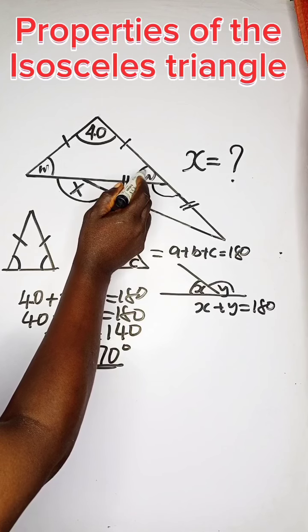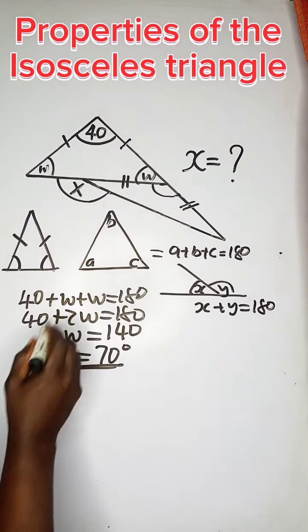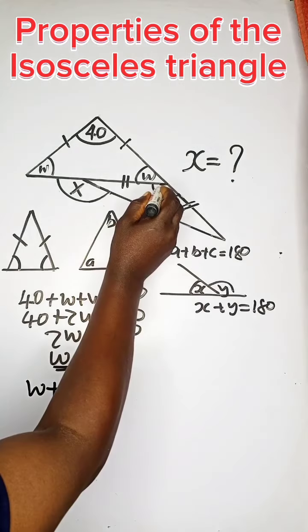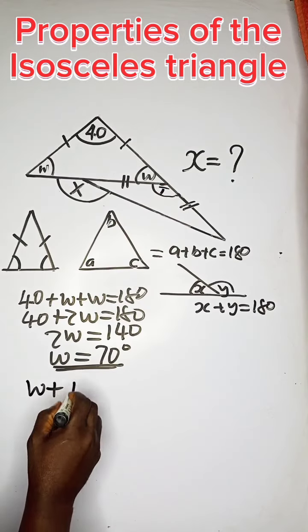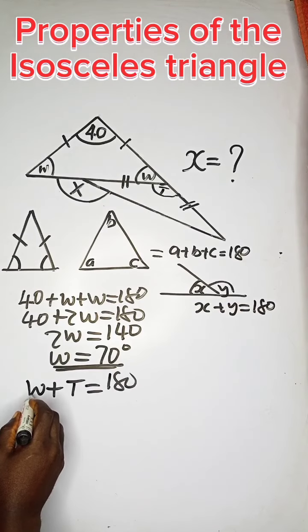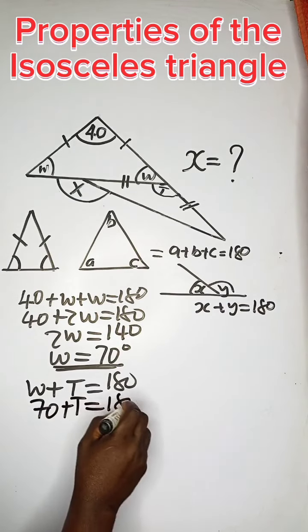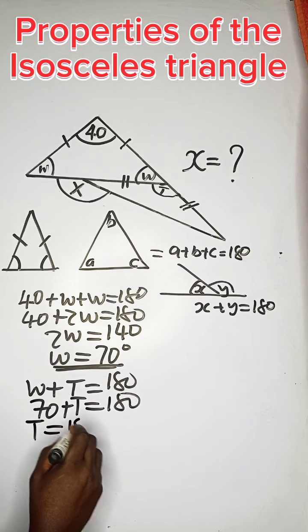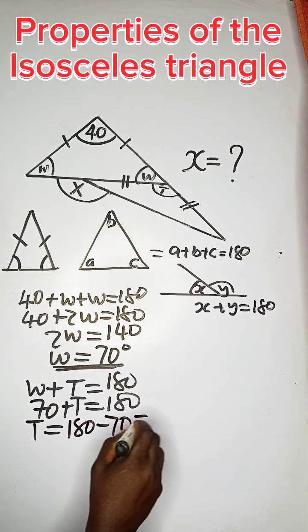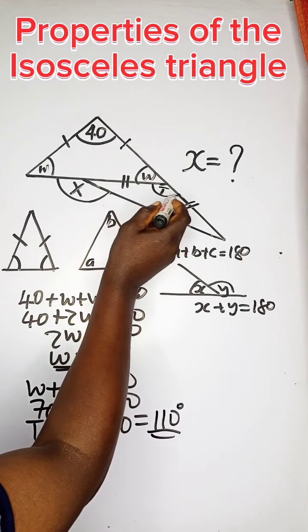If you look at this angle and this angle, they lie on that straight line. All right, so we take that W plus this angle, we want to call it, for example, T, must give us 180, angles on a straight line. All right, we know W is 70. So from here, we know that the value of T will be 180 minus 70, which is 110 degrees. All right, this angle is 110 degrees.